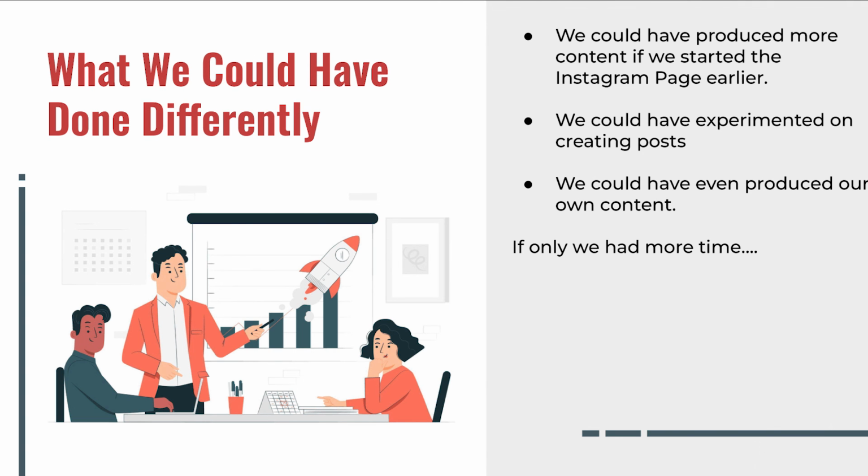Here are some things we could have done differently. We could have produced more content and possibly gained a larger following if we had started the Instagram page earlier. We could have experimented by using features unique to Instagram, such as stories, QR codes, and Instagram Reels. We could have even produced our own content, instead of only referring to other sources.